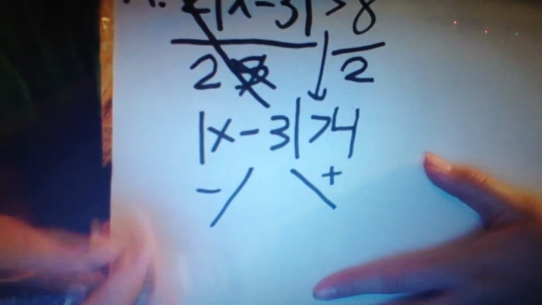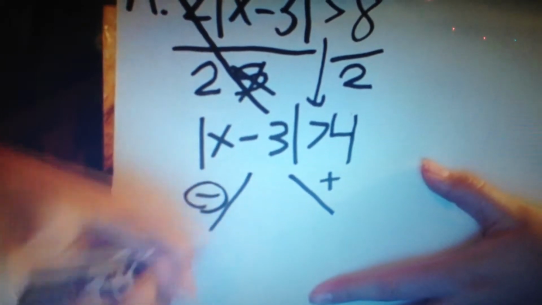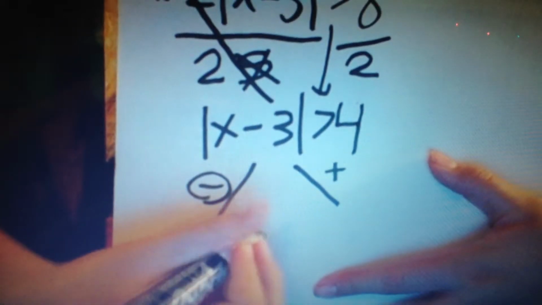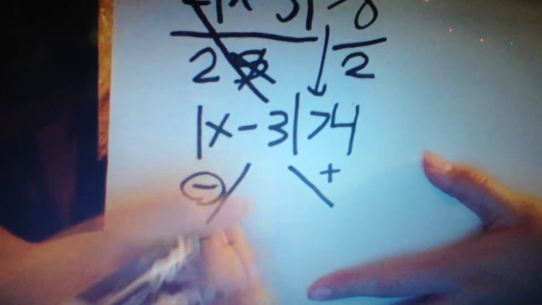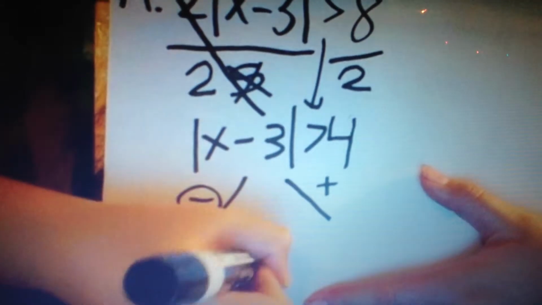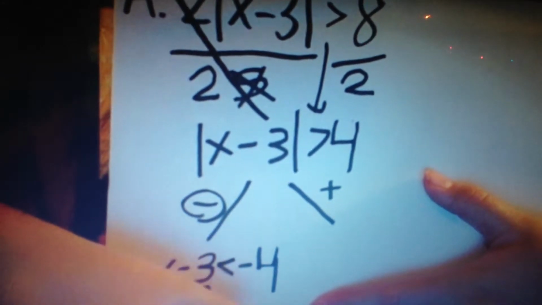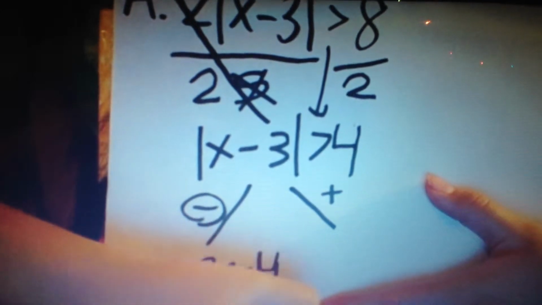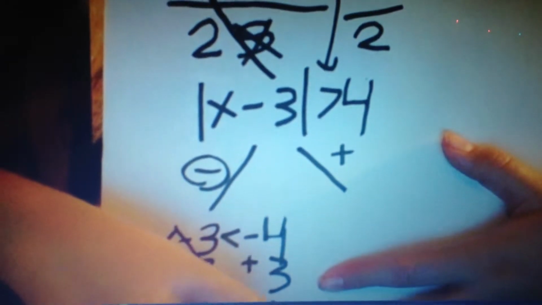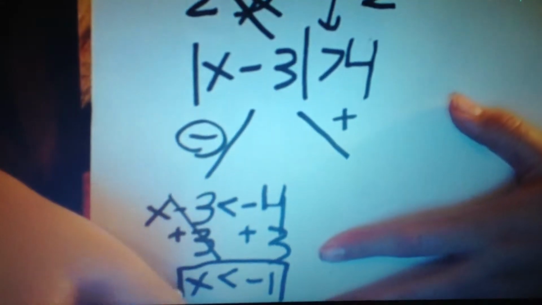There are 2 ways to solve this. One is using a negative symbol. So you're going to leave the absolute value alone, and the greater than symbol is going to change into a less than symbol because of the negative, and the 4 is going to change into a negative 4. Now you want to add 3 on both sides. So your answer is x is less than negative 1.